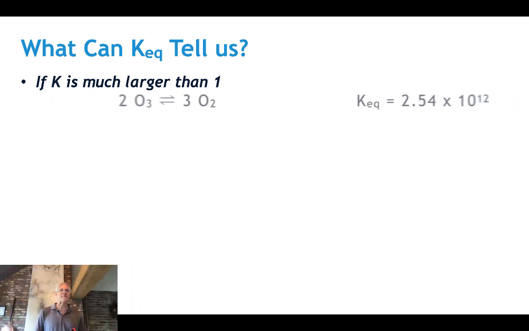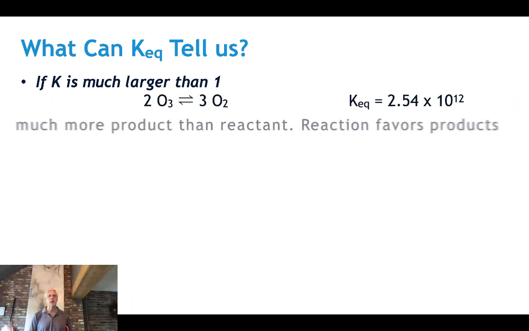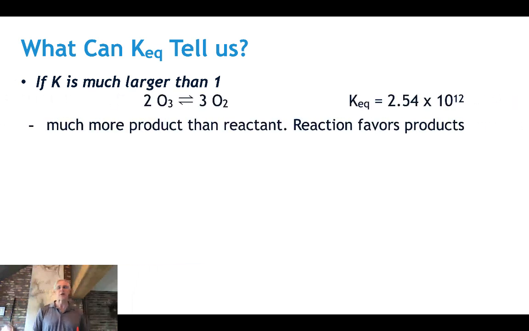So what can that value of the equilibrium constant tell us? Okay, because equilibrium constants have a vast array of values. They can go from extremely small values, 10 to the minus 20s, 10 to the minus 30s, to extremely large values. We see one there on the screen at 10 to the minus 12.